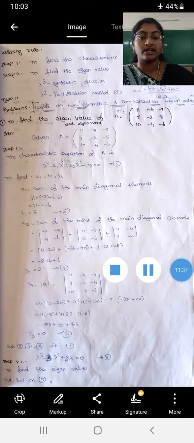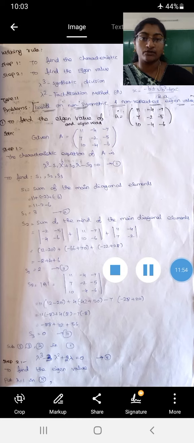In this we have to find the value of s1, s2 and s3. We know that s1 equal to sum of the main diagonal element. Here the main diagonals are 11, minus 2, minus 6. By solving this we get the value for s1 equal to 3. Mark this as second equation.